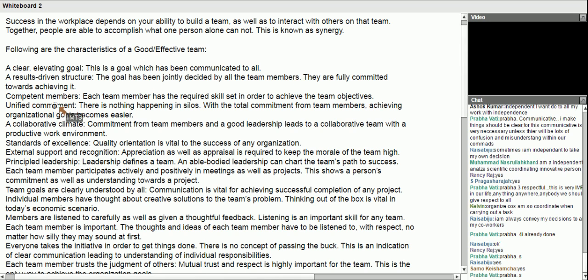Okay. Unified commitment. There is nothing happening in silos. With the total commitment from team members, achieving organizational goals becomes easier. So all of them are fully committed to it. A collaborative climate. So they collaborate with one another, and that's why the climate should be collaborative. Commitment from team members and good leadership leads to a collaborative team with a productive work environment. So see, if all of them are coordinating with one another and they have friendly relations with the leader as well, obviously they are going to cooperate with one another well and the work environment will be sound. Okay? Is it clear? Is it clear, everyone?